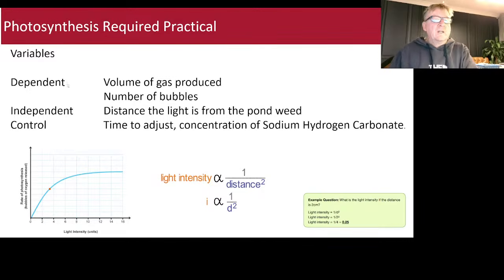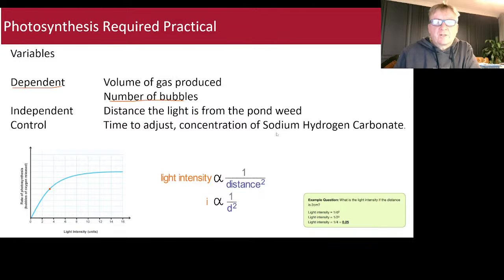Okay, so variables, don't mess up. Dependent is what I measure: the number of bubbles and the volume of gas. Make sure you're using the right terminology. Don't mess in class. Independent is what you change, which is the distance the light is from the pondweed.